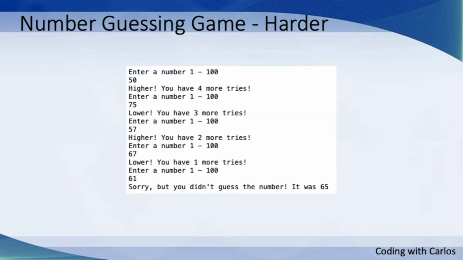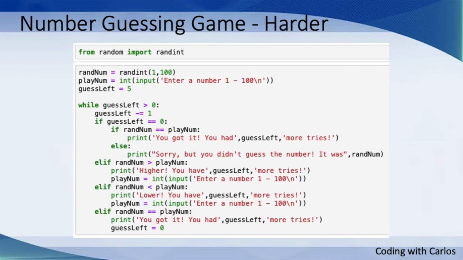So here we have some of the output where I put it in. Enter a number 1 to 100, I chose 50. It says higher, you have 4 more tries. So I entered 75. Lower, you have 3 more tries. 57, higher. 67, lower. Okay, 61. Sorry, but you didn't guess the number, it was 65. And then you just reset and run it again. So here's the code again, so you don't have to rewind. I just ran these in Jupyter Notebook.